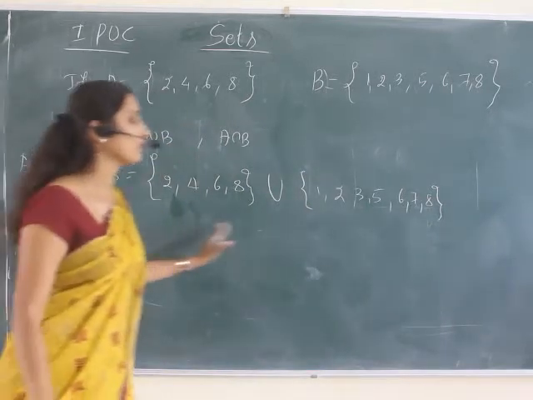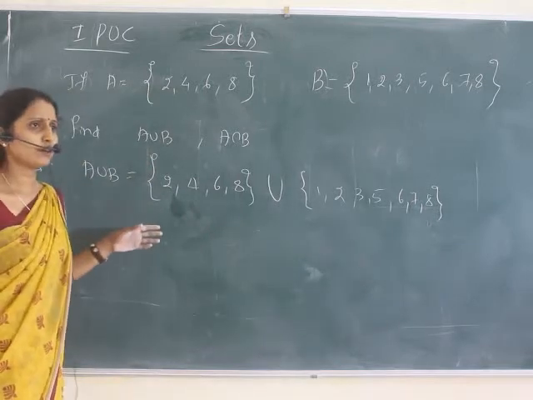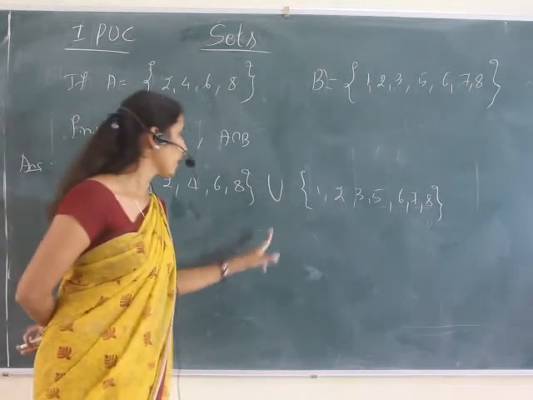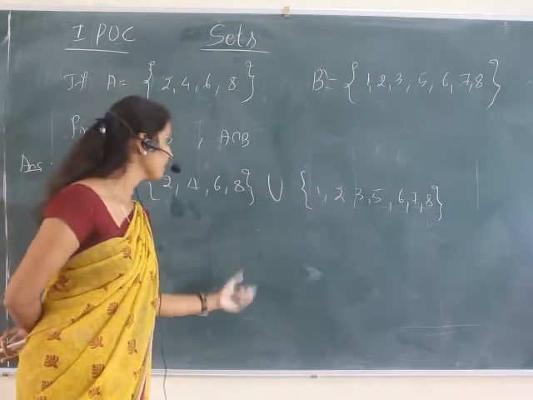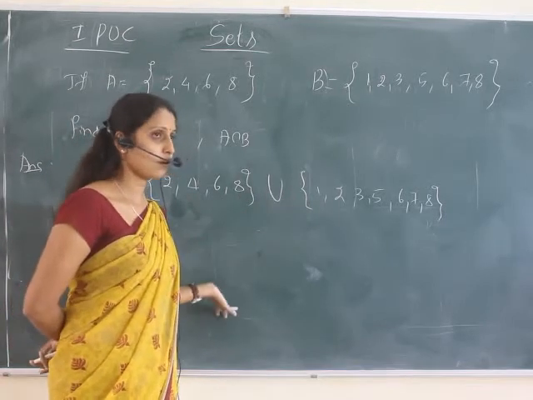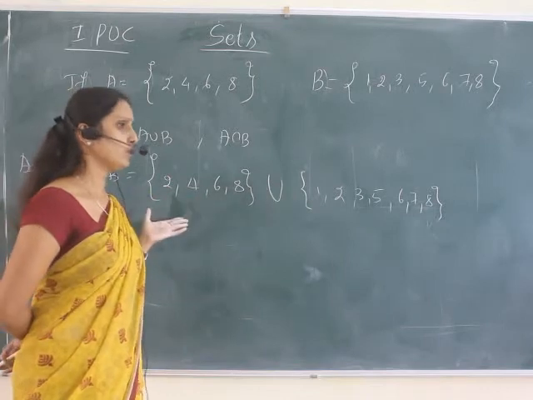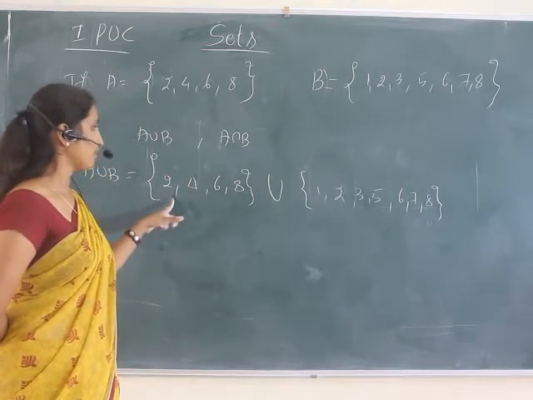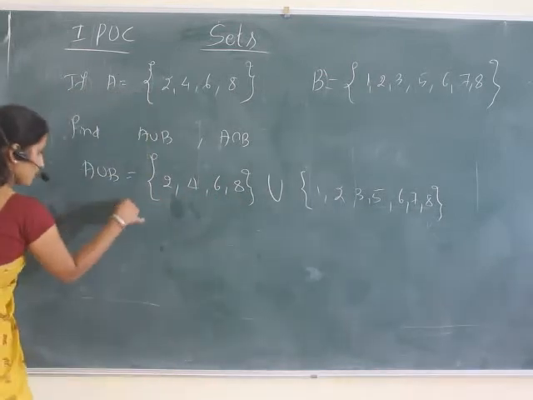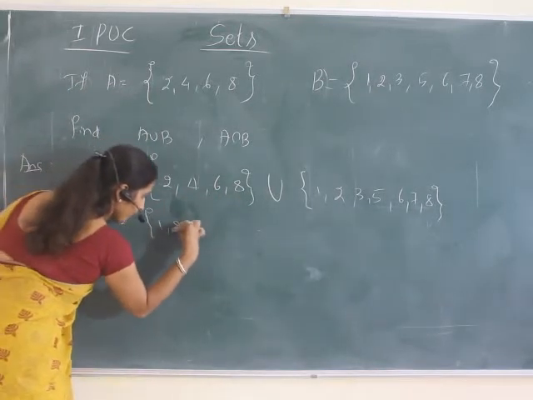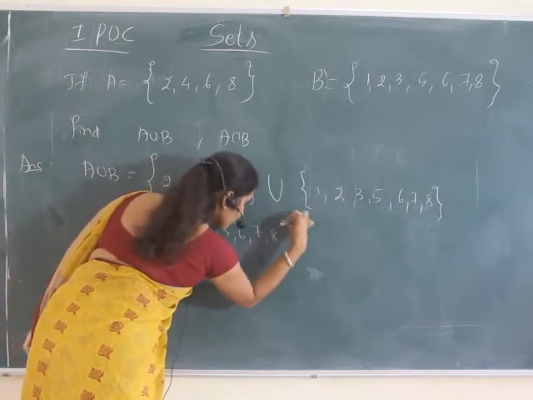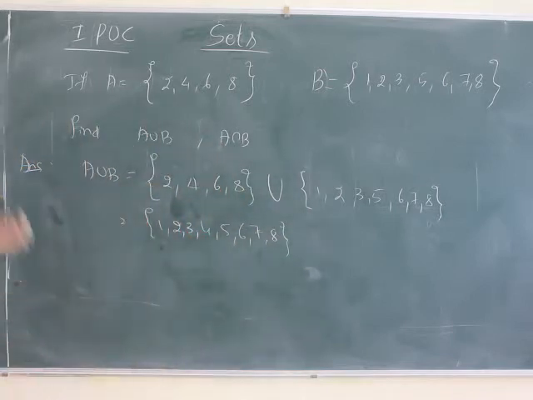Now the union means writing all the elements together. When we write, you can either write the first set 2 4 6 8, then go to the second one: 1, 2 already written, no need, 3, 5, and 6 is already written, 7, 8 is also already written. Or by looking at both, you can write 1 2 3 4 5 6 7 and 8. If it is repeated, no need to write repeated terms.